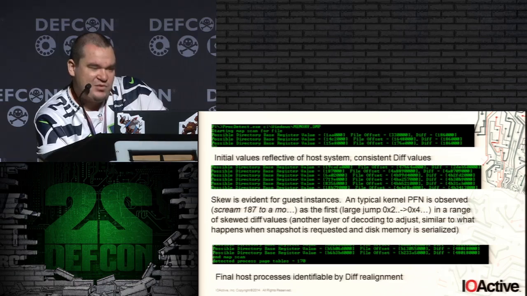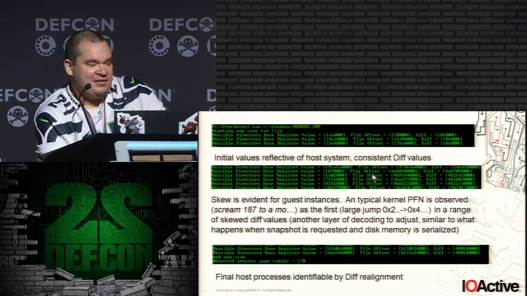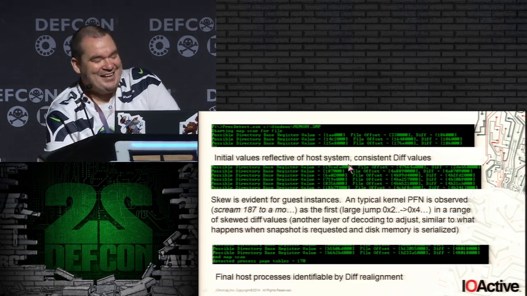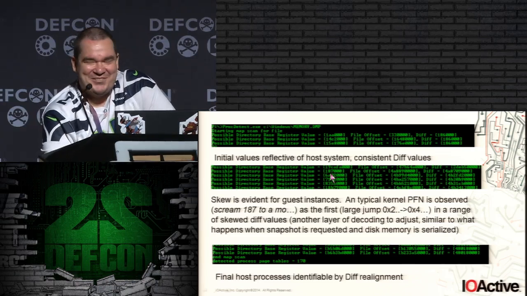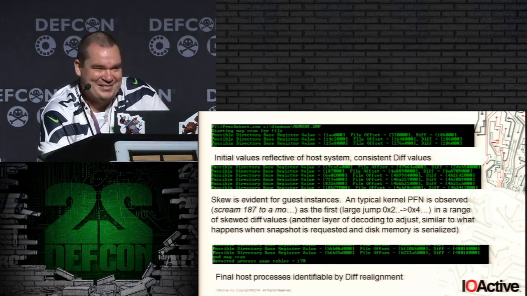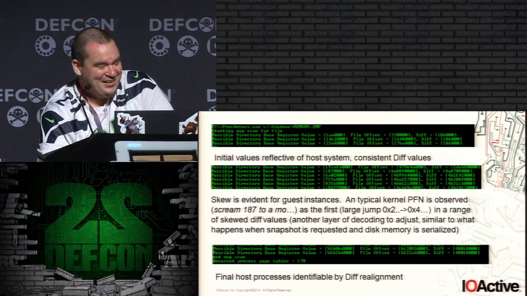And you can see this 187 here. Scream 187 to a god. What? So 187, I don't know. It's always the physical page frame number for kernels. Yeah. For some reason, 187 is always the PFN for a kernel. I'm like, whoa, okay.